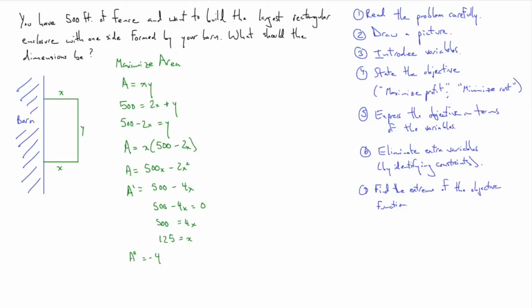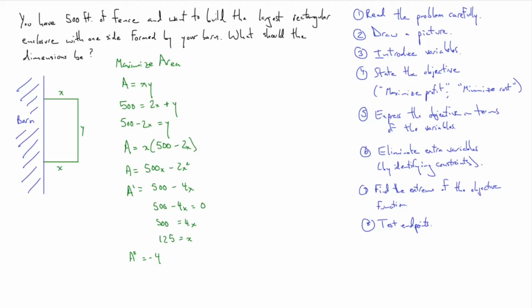The second derivative is -4 everywhere. In particular, at x equals 125, the second derivative is -4, which is, of course, less than 0. And so there's a relative maximum at x equals 125.